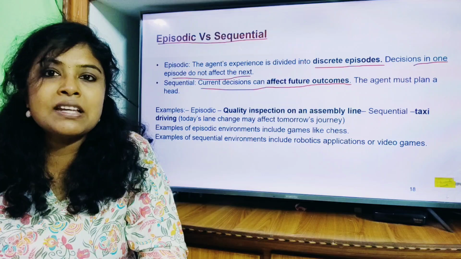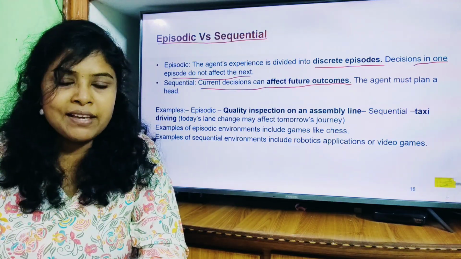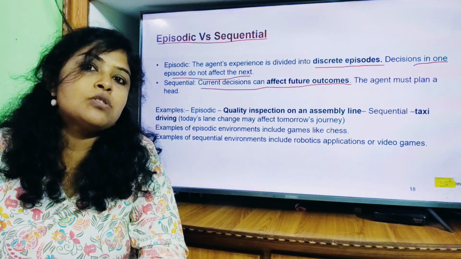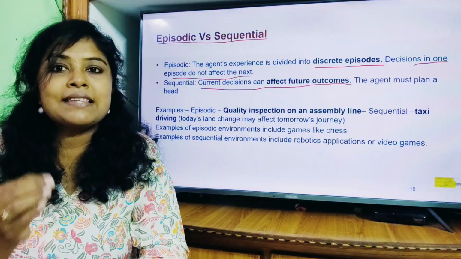Consider the taxi driving example. Suppose I go and collide with my vehicle. The next sequence is going to be disturbed. I am unable to reach my destination on time, right? It's going to affect my next step.